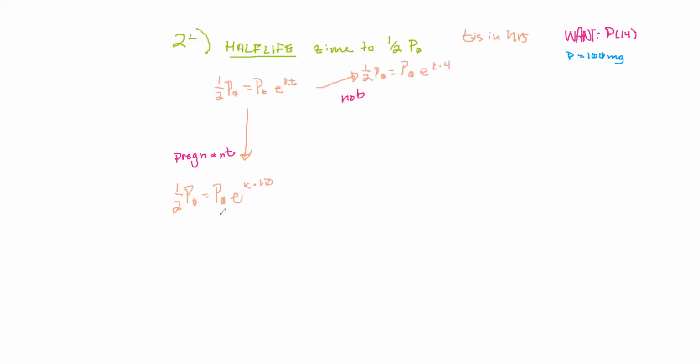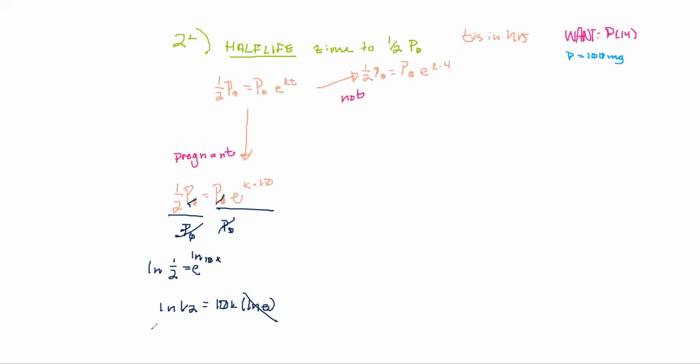So let's start down here. Divide by p naught, just to get it out of the way. 1/2 is equal to e to the 10k. And this is why I picked e, because I'm going to take a natural log. So the natural log of 1/2 is equal to 10k times the natural log of e, which is equal to 1.